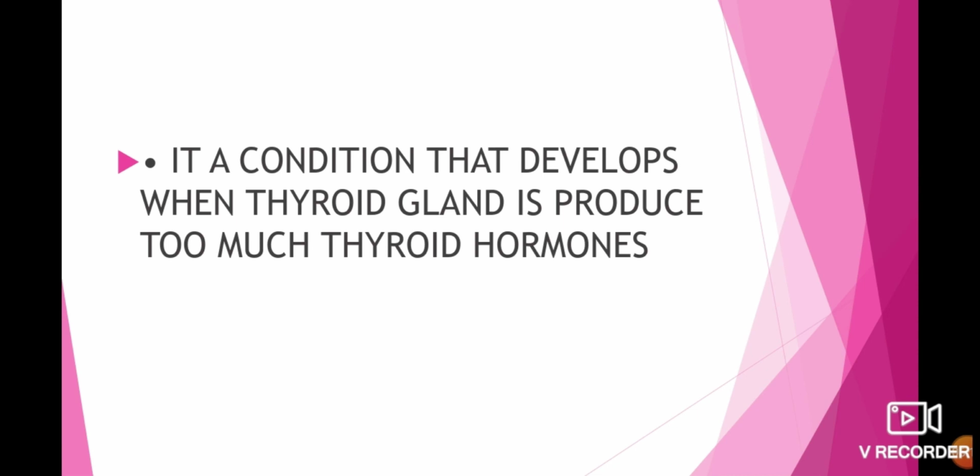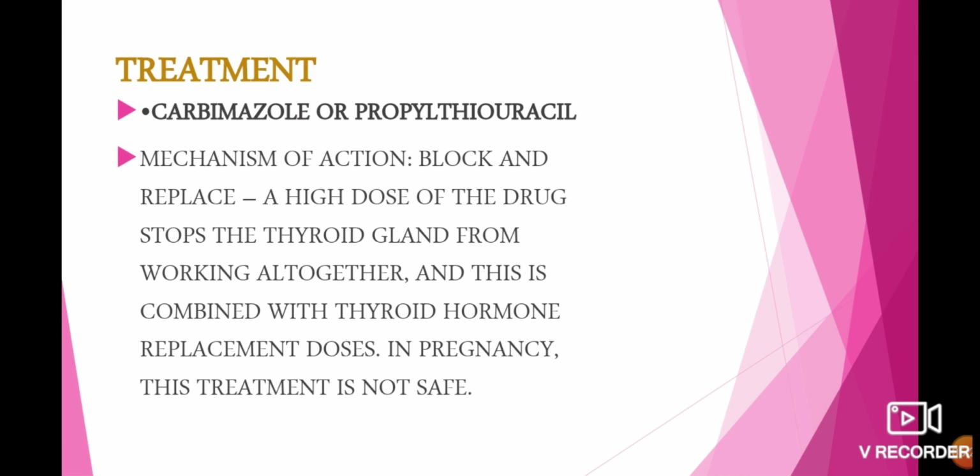It is a condition that develops when the thyroid gland produces too much thyroid hormone. Treatment: carbimazole or propylthiouracil. The mechanism of action is block and replace. A high dose of the drug stops the thyroid gland from working altogether, and this is combined with thyroid hormone replacement doses. In pregnancy, this treatment is not safe.